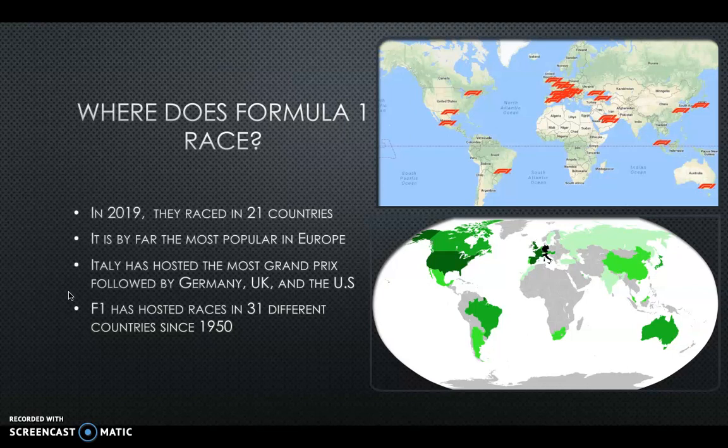Italy has hosted the most Grand Prix, followed by Germany, the United Kingdom, and then the US. And then the map on the bottom right is the darker the green, the more Grand Prix that have been there. So Italy is the darkest, and then you can see like Russia is very light, and they've only had a few. F1 has hosted 31 different countries since it started racing in 1950.